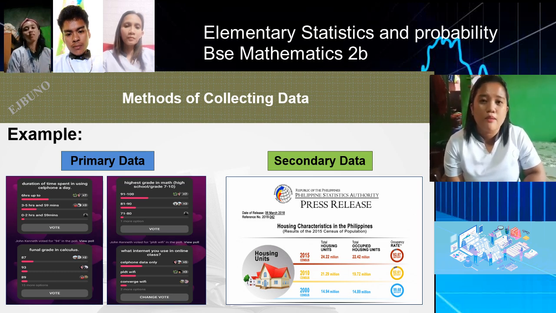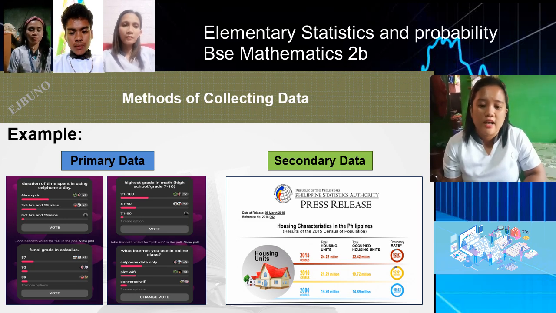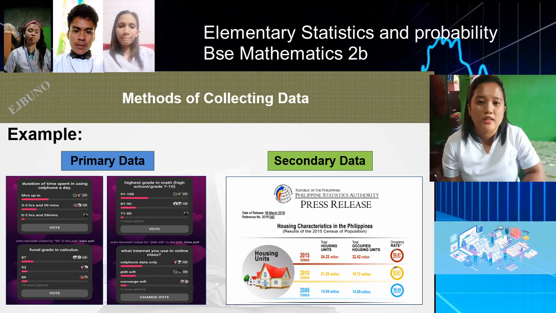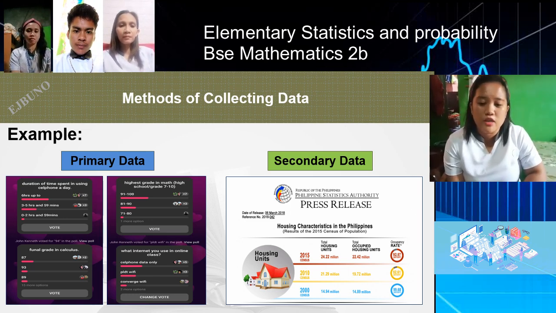The example I put in here is the poll that we gathered from my dear classmates, and the secondary example was gathered from the internet, wherein you can see the housing characteristics in the Philippines, or what we call the census, from year 2000 up to year 2015.